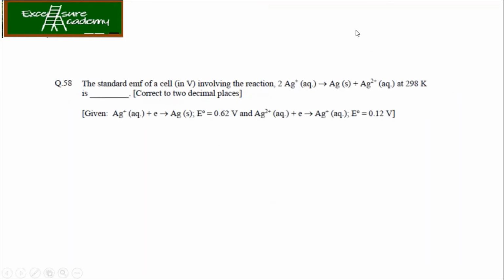The standard EMF of a cell in volts involving the reaction, this is at 298 Kelvin, is dash. So we need to calculate that. How do we do this?